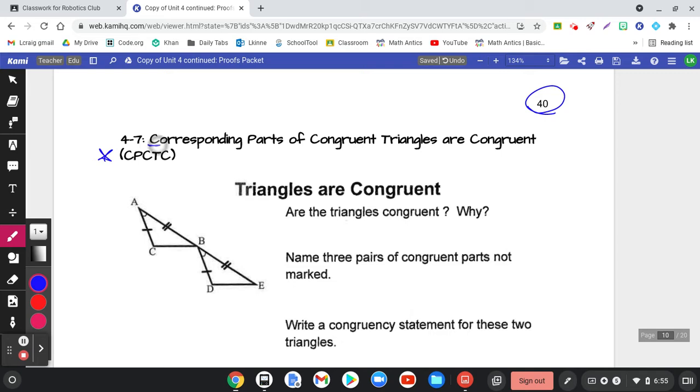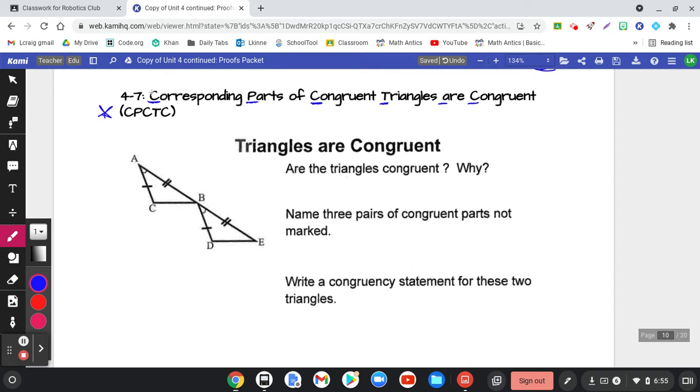CPCTC stands for corresponding parts of congruent triangles are congruent. So what that means, if you know that two triangles are congruent, then any matching parts are also congruent. And the reason is going to be this, the CPCTC. Or actually writing out corresponding parts of congruent triangles are congruent.